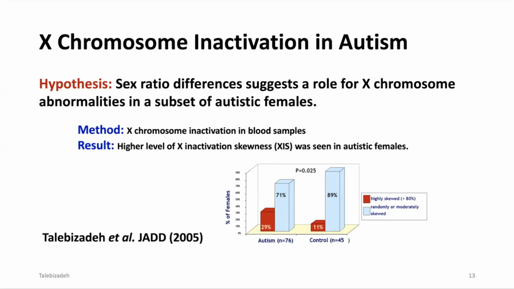X inactivation is a DNA methylation process. In the next slide, I will show how we use the X chromosome inactivation status as a stratification factor in evaluating expression of a gene involved in circadian rhythm.